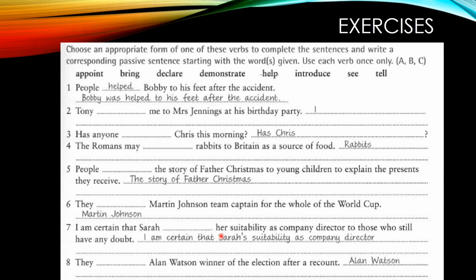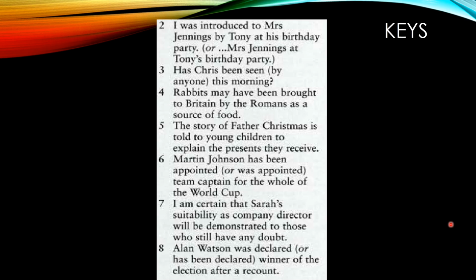This is another exercise for you. Choose an appropriate form of one of these verbs to complete the sentences, and write a corresponding passive sentence starting with the words given. Use each verb once only. So as you can see, you have these verbs here: appoint, bring, declare, demonstrate, help, introduce, see, and tell. And don't forget to choose an appropriate form. In the next slide, you will see the answers. These are the answers.